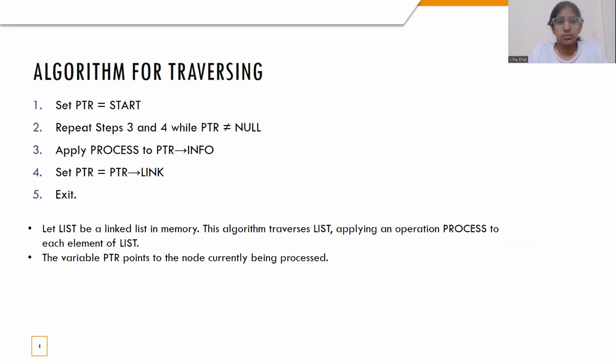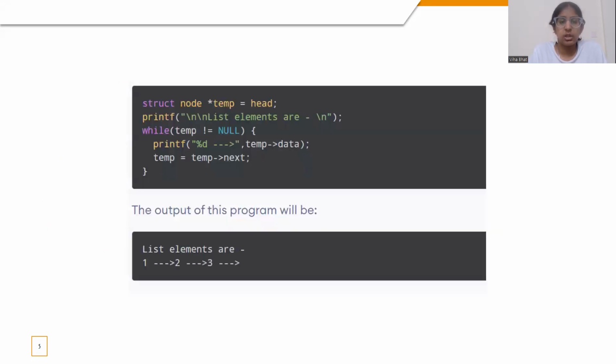So here is an algorithm for traversing. We set PTR equals to start. We repeat steps 3 and 4 if and only if PTR is not equal to null. Apply process to PTR pointing to info, and set PTR equals to PTR pointing to link, and then exit. Let list here be the linked list in the memory. This algorithm traverses list, applying an operation process to each element of the list. The variable PTR points to the node currently being processed. Here's a code for the traversal of the node.